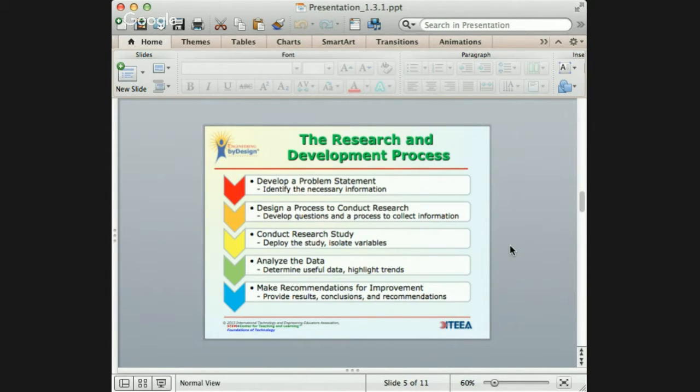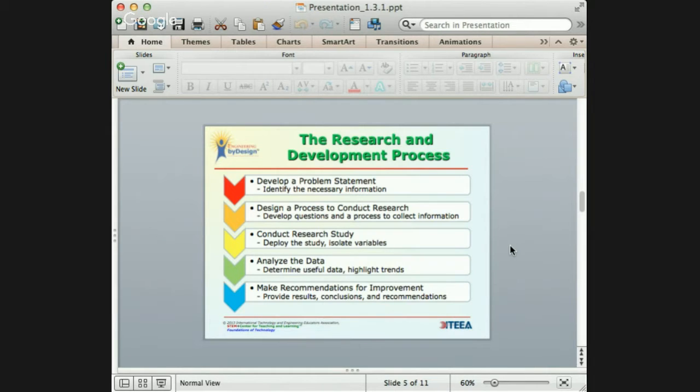Now this is a nice little graphic to let you know all of the development process. So of course, for step one, you develop a problem statement by identifying the necessary information. This is similar to the scientific process, where you come up with your hypothesis first. So this is like a hypothesis. Then you design a process to conduct your research. So you want to figure out, how do I want to get my research? Do I want to survey people? Do I want to interview people? What do I want to do?